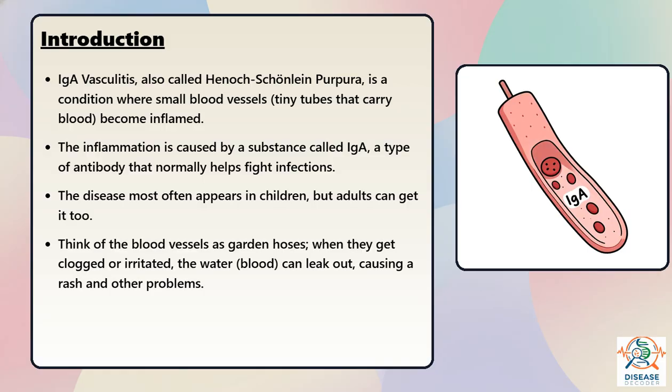Think of the blood vessels as garden hoses. When they get clogged or irritated, the water (blood) can leak out, causing a rash and other problems.